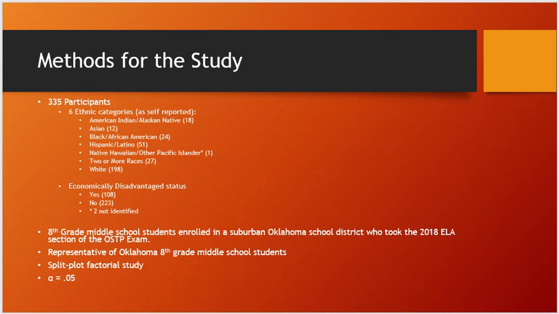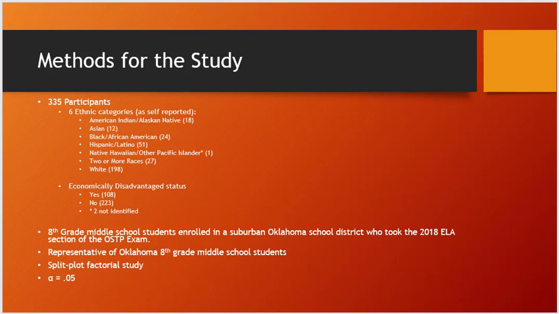When it came to methods for the study, there were a total of 335 participants in 6 ethnic categories as self-reported on the OSTP exam. There were 18 students who self-reported as American Indian or Alaskan Native, 12 reported as Asian, 24 self-reported as Black or African American, 51 self-reported as Hispanic or Latino.